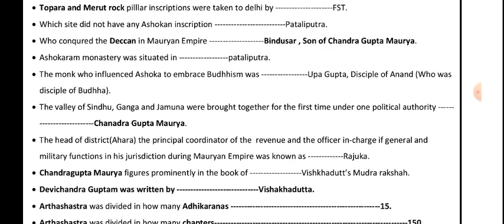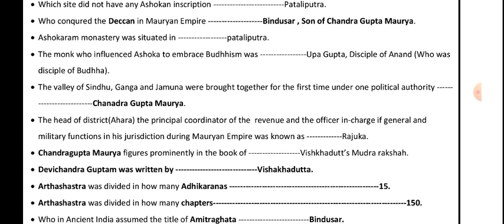Topra and Meerut rock pillar inscriptions were taken to Delhi by Firoz Shah Tughlaq. Which site did not have any Ashokan inscription?